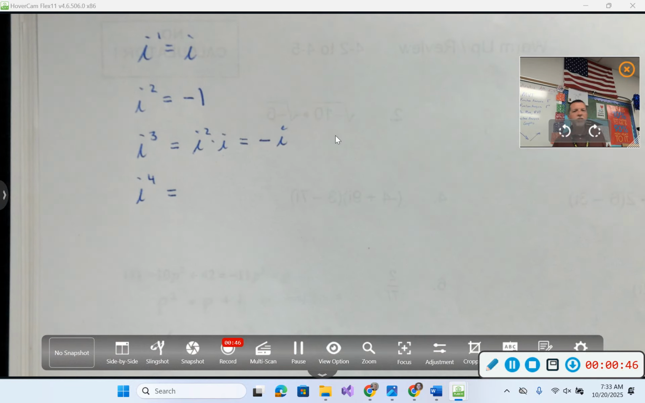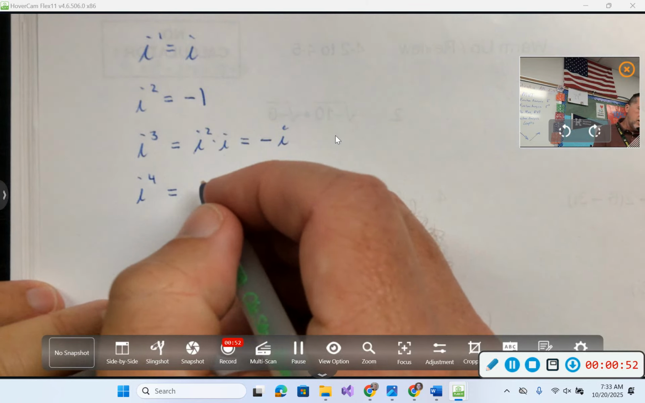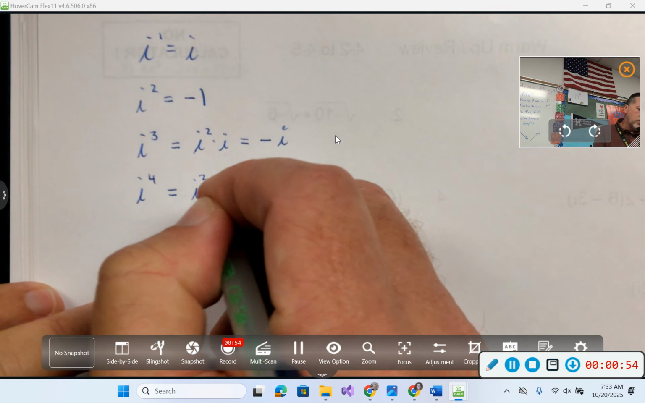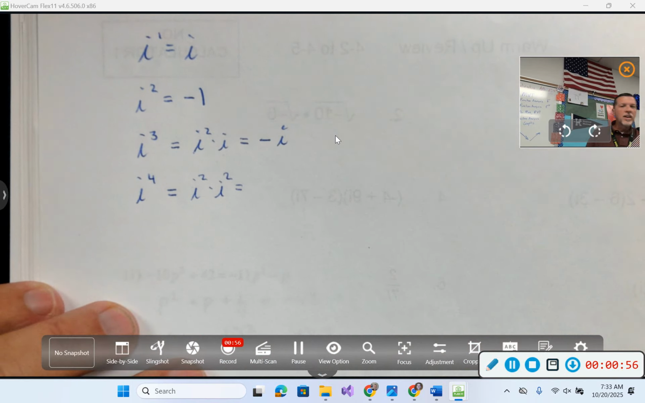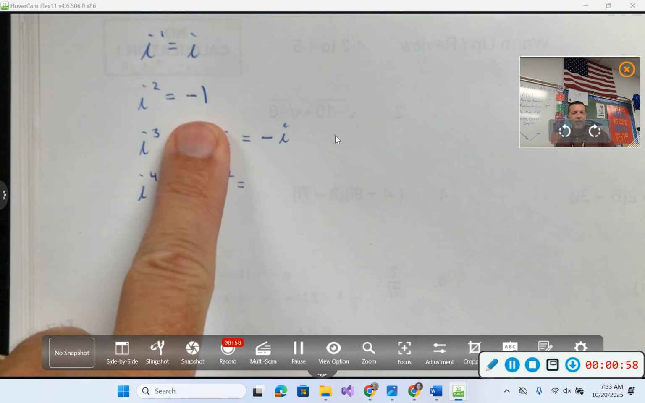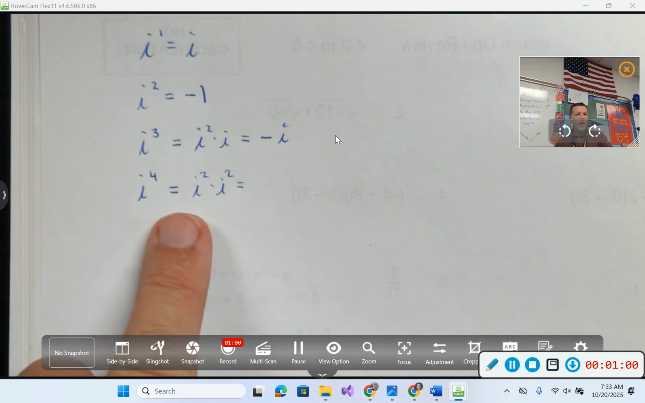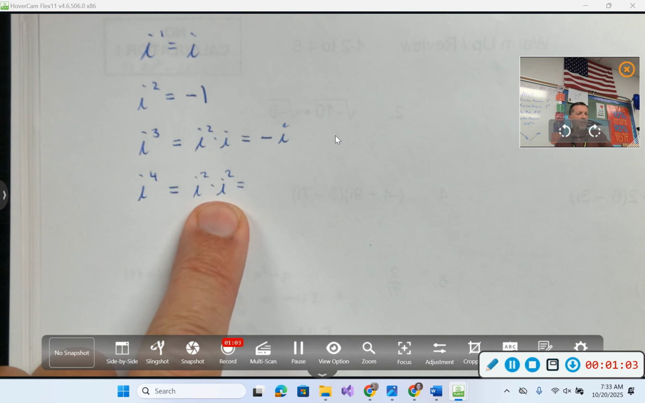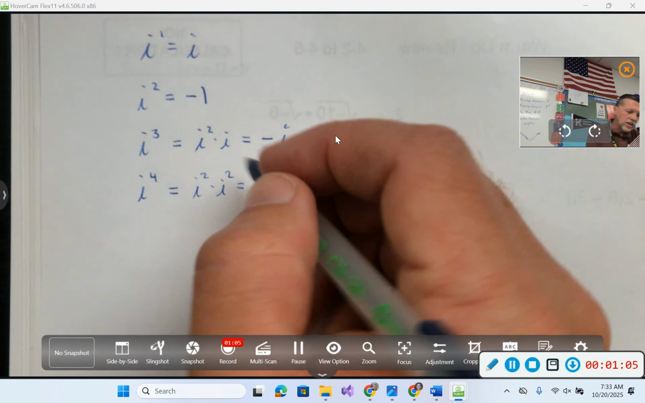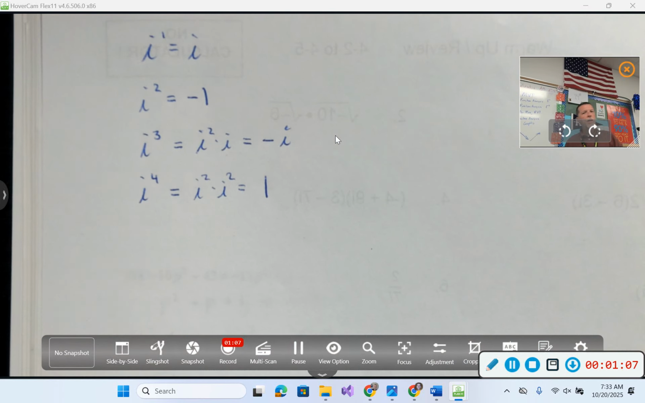What about i to the fourth? How could we rewrite or break up i to the fourth? i squared times i squared. But we know what i squared is. So what's i squared times i squared? 1, because -1 times -1.